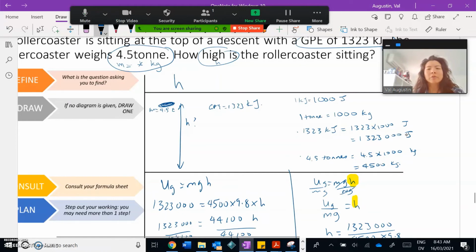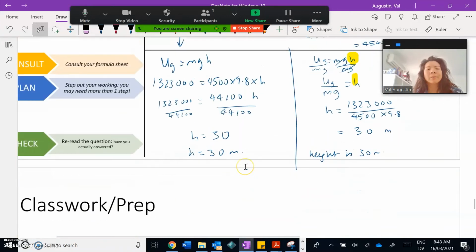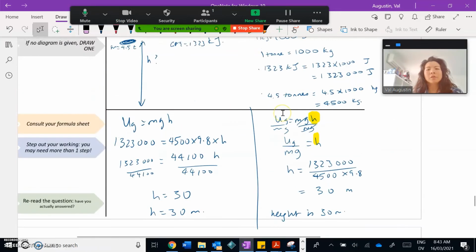Down below I've got your two methods side by side again, and I've substituted in the gravitational potential energy, the mass and the g, 9.8. That has given me 44,100, and to get rid of that 44,100, I divided both sides by 44,100, which gives you 30 meters. That was the substitute and solve method, on the left-hand side. The right-hand side is the other way to do it, if you want to solve first and then substitute.